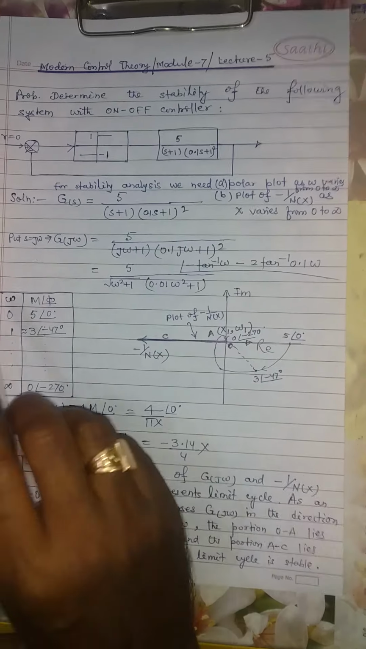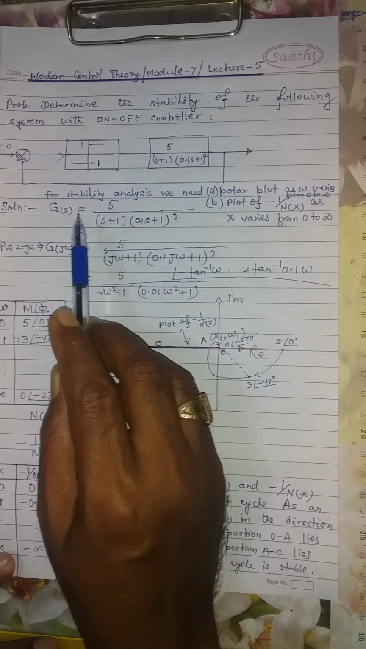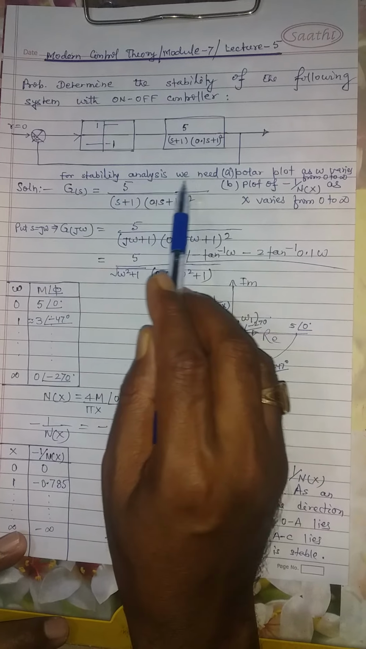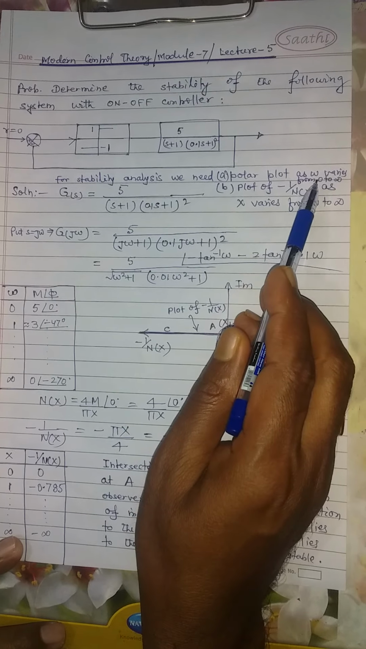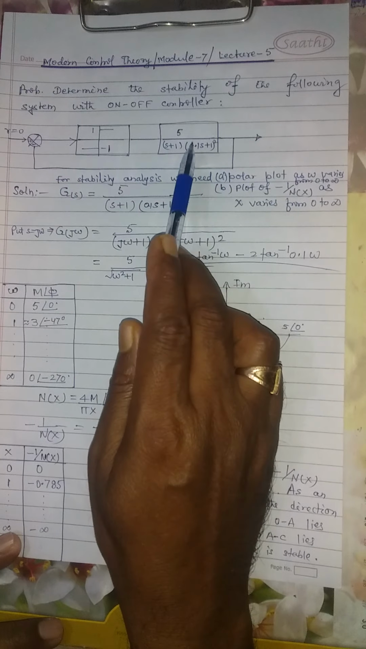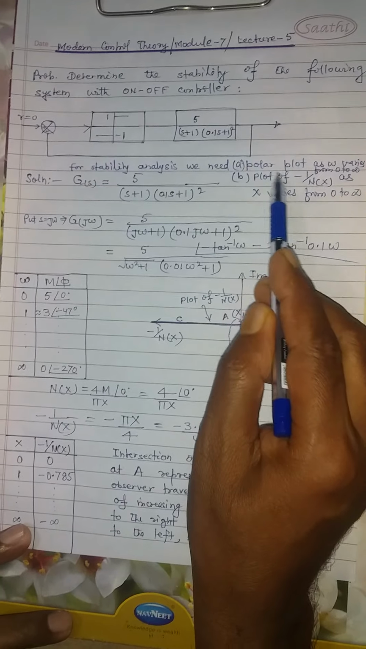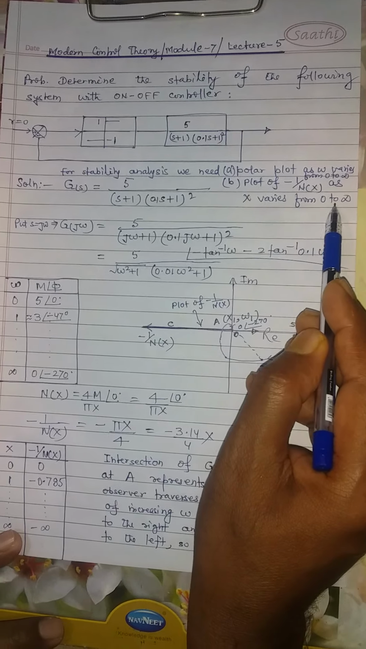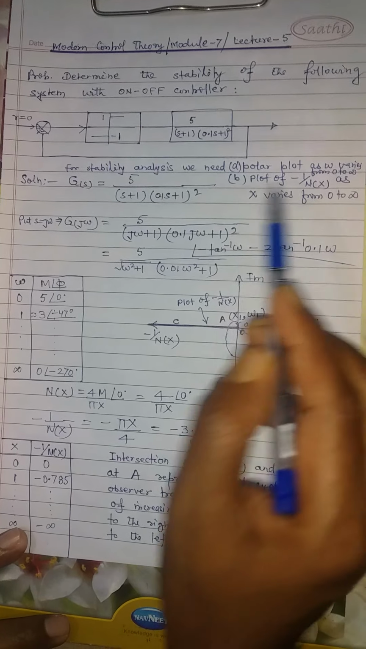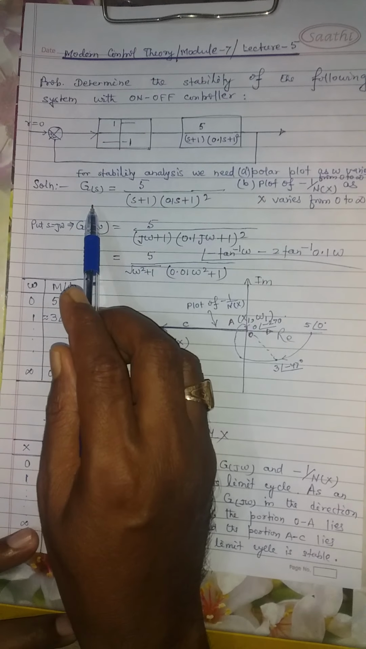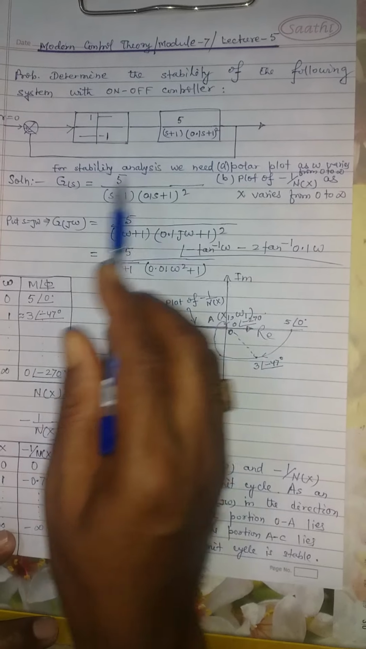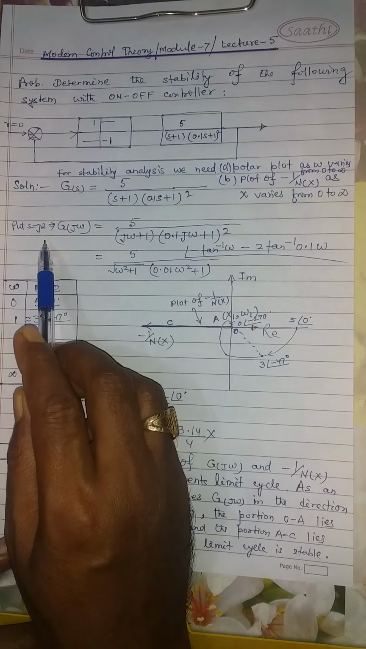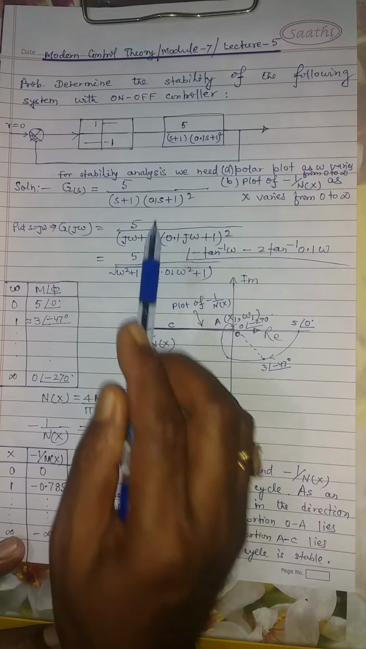of this system. So as discussed during lecture 4, we need polar plot of this plant function, and also plot of minus 1 by N(X) as X varies from 0 to infinity. So first, in fact, let's talk about polar plot. G(s), the plant function, is this one, and putting s equal to j omega gives us this one.